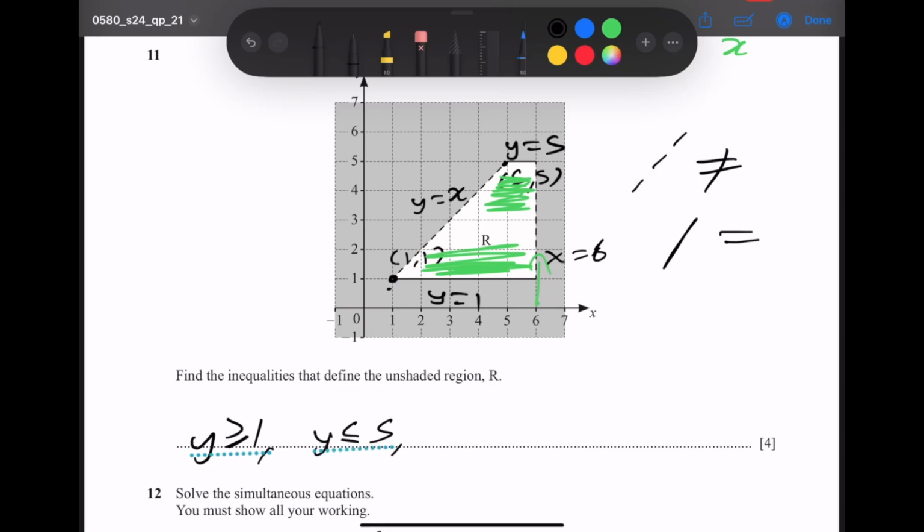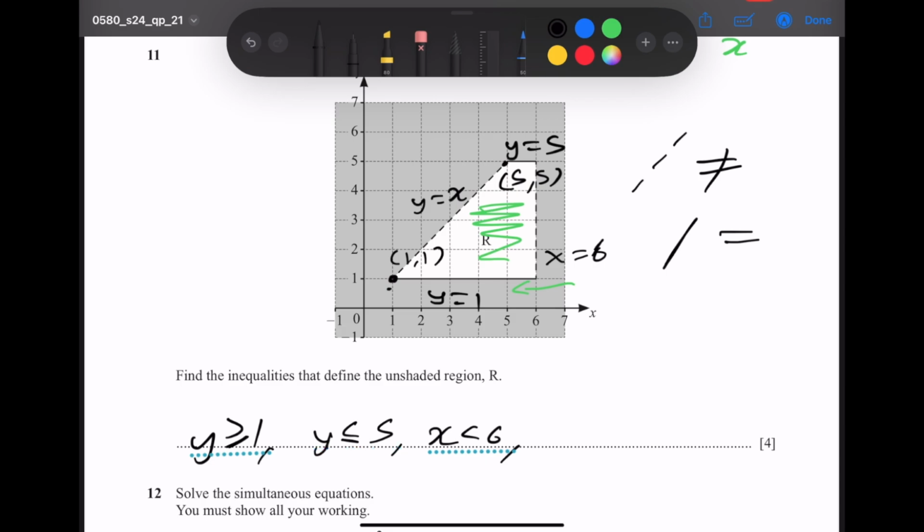For the vertical line, x is equal to 6, we can see that the region is to the left of x is equal to 6. This means that the values of x are less than 6. So x is less than 6. x cannot be equal to 6 because this is a dashed line and not a straight line, which means that 6 itself is not a valid value for x in this region.